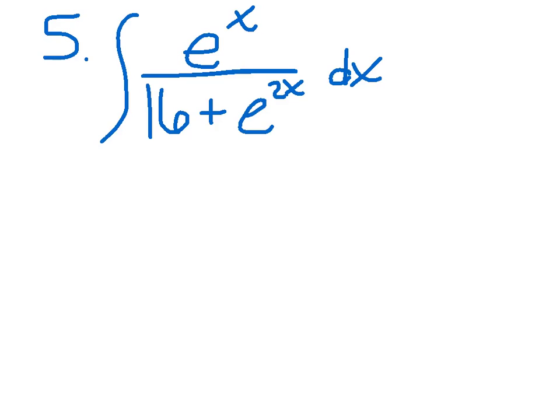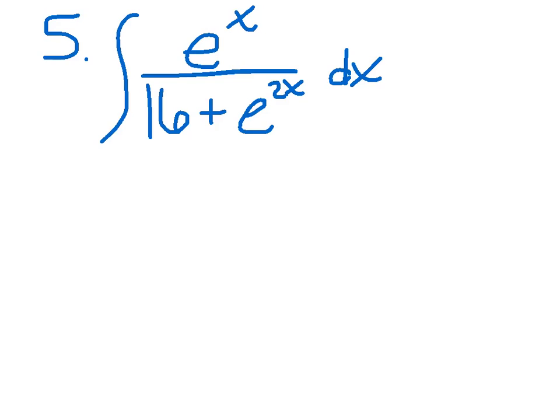All right, number 5, e to the x over 16 plus e to the 2x dx. So again, I'm going to do the u sub, and I'm going to try it in my head. Obviously, my denominator would be my u. Its derivative would be e to the 2x times 2. And clearly, e to the 2x wouldn't cancel with e to the x, so it doesn't work.